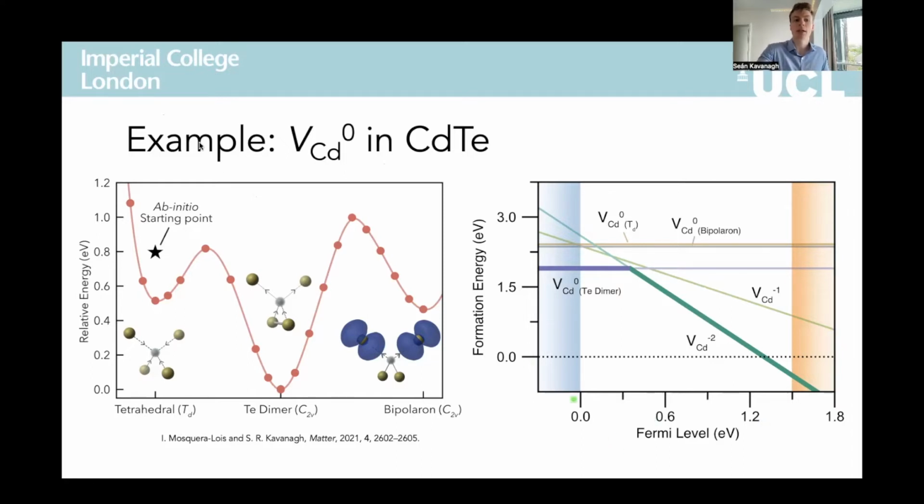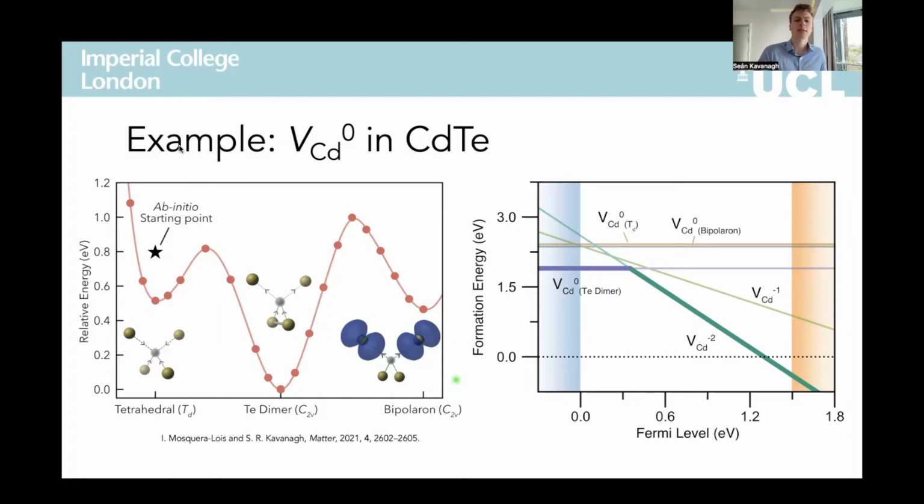For example, here I show the calculated potential energy surface of the neutral cadmium vacancy in cadmium telluride, where we find three distinct local minima corresponding to different potential low energy defect structures. There's actually a fourth possible state here, as this bipolaron state on the right here can have the two hole polarons either spin aligned or spin anti-aligned with a small energy difference between these.